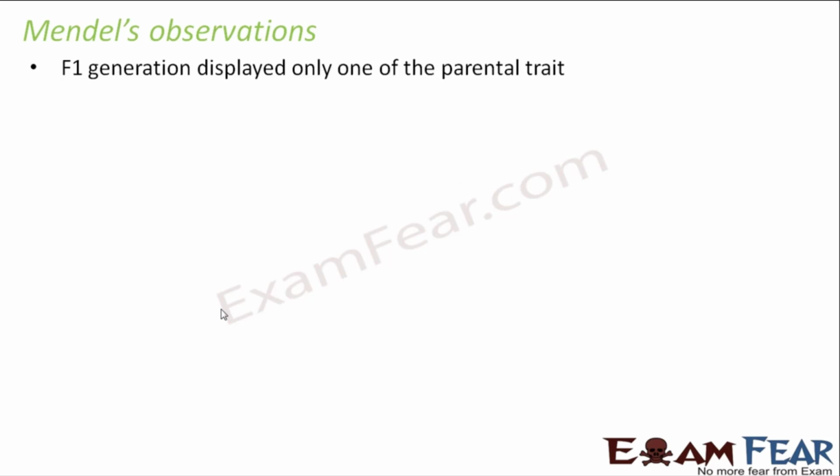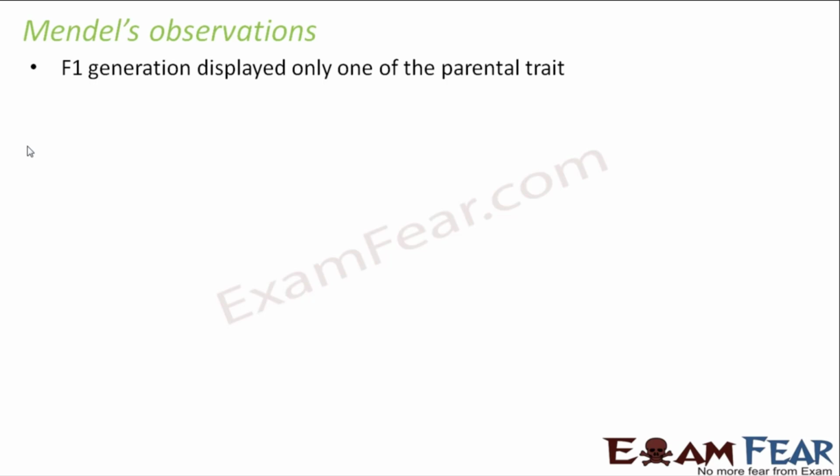First was that the F1 generation displayed only one of the parental traits, and the trait which was displayed was the dominant trait, and the trait which remained hidden was known as the recessive trait. So the F1 generation expressed only one of the parental traits. For example, in case of the tall and dwarf plants, what was the F1 generation? It was all tall plants. So the trait which got expressed was the dominant trait, and the trait which remained hidden was the recessive trait.